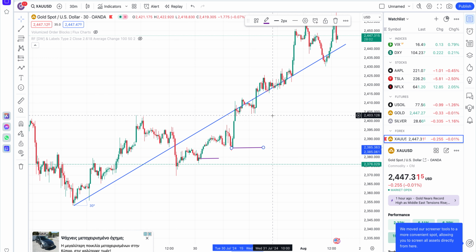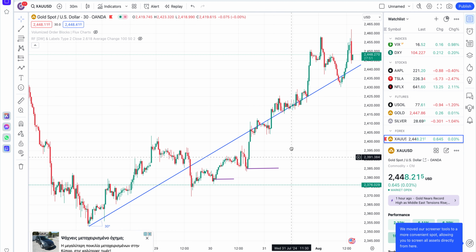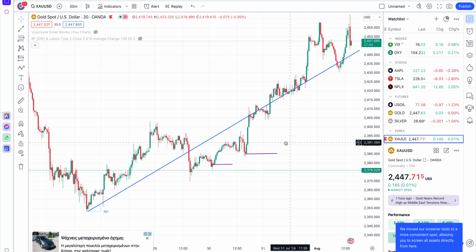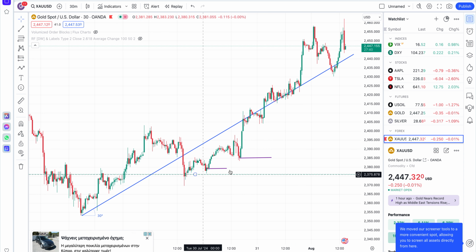We'll talk about entries in another class, but this explains to you and shows you in a simpler way how you can know trend directions and identify trends with no indicators at all. So you can see price pushes up and then comes back to the 30 degrees. It finds its support and then it goes higher.